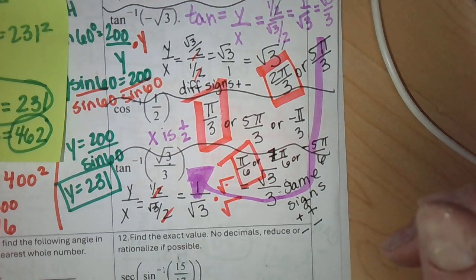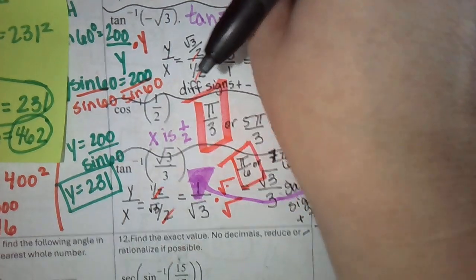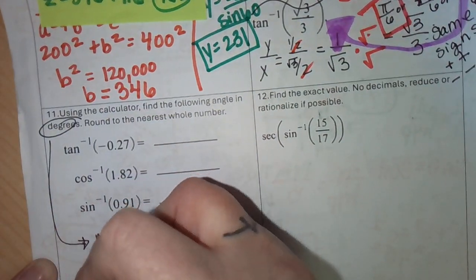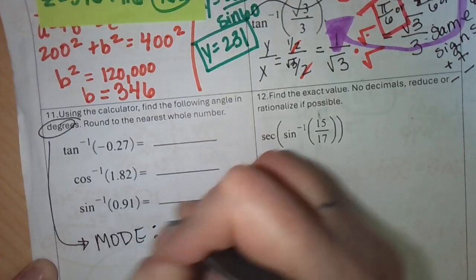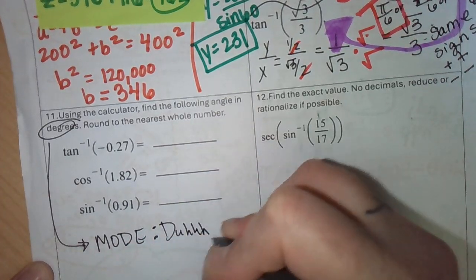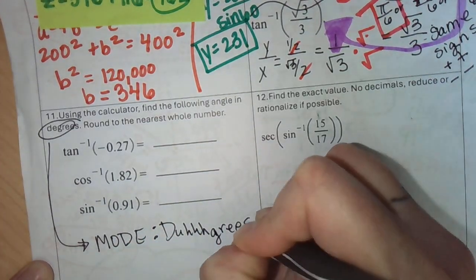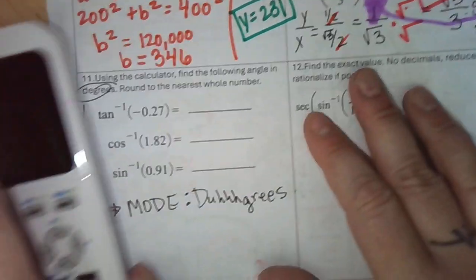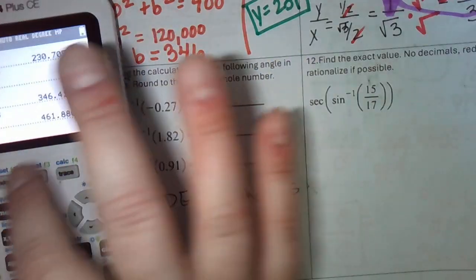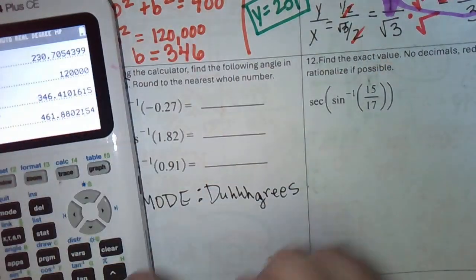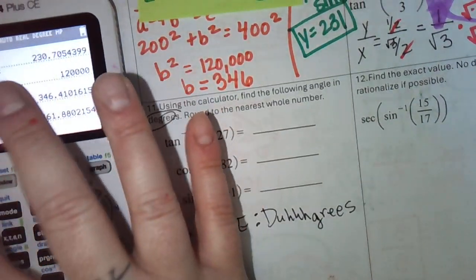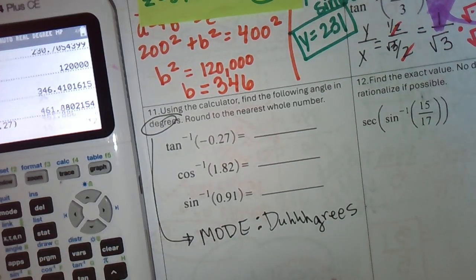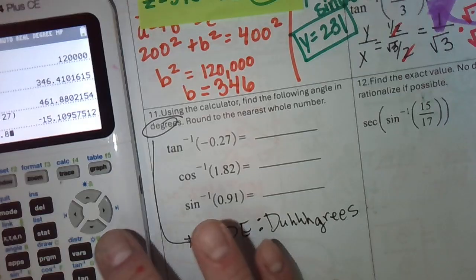Okay, number 11 says, using the calculator, find the following angle in degrees. Okay? Degrees means your mode is in degrees. That's what we used to say when I was a kid, when it was obvious. So anyway, let's put this in our calculator. My mode is correct. Now let's do tan inverse. You don't have to put that 0 if you don't want. Then cosine inverse.